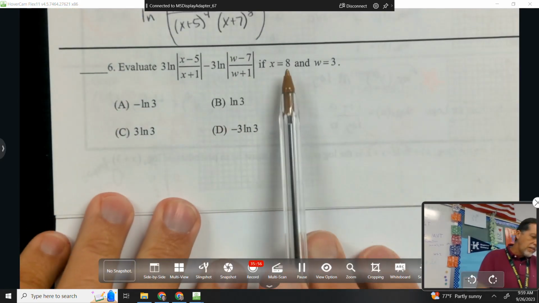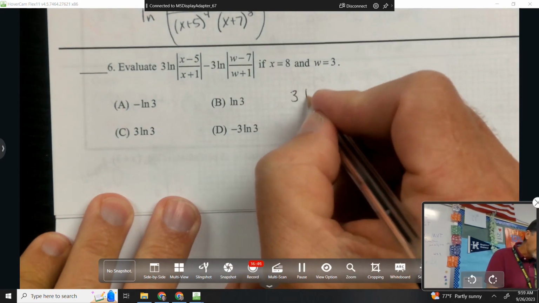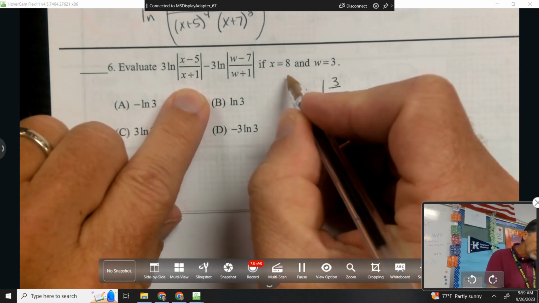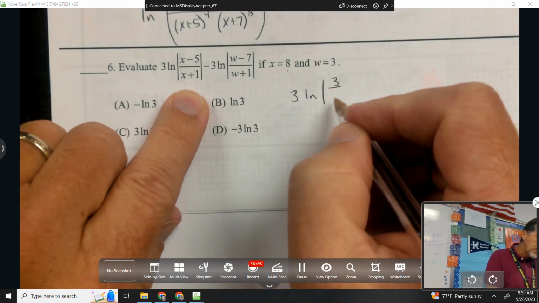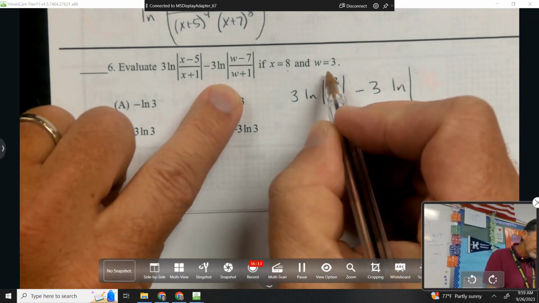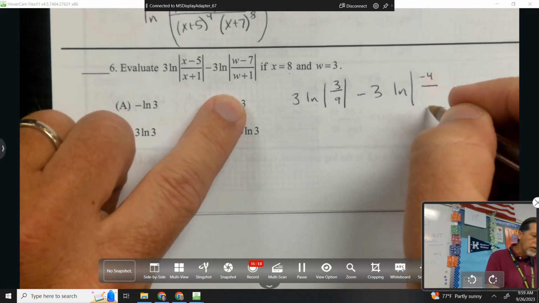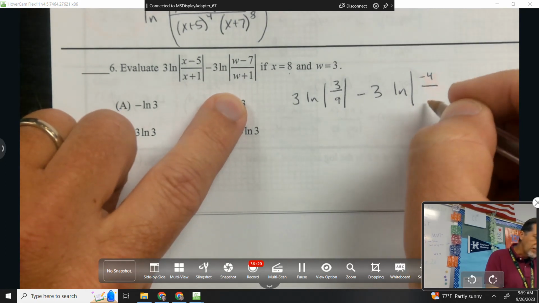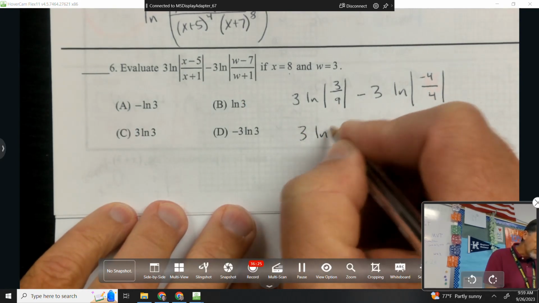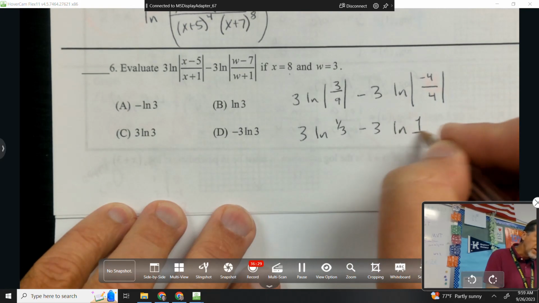Evaluate. X equals 8, W equals 3. Alright, so just plug in things. 8 minus 5 is 3. 8 plus 1 is 9. Minus 3, natural log. 3 minus 7 is negative 4. But I got the absolute value bars on here to fix the negatives. 3 plus 1 is 4. So 3 natural log of 1/3 minus 3 natural log of 1.